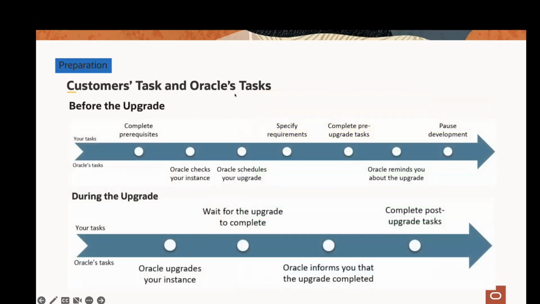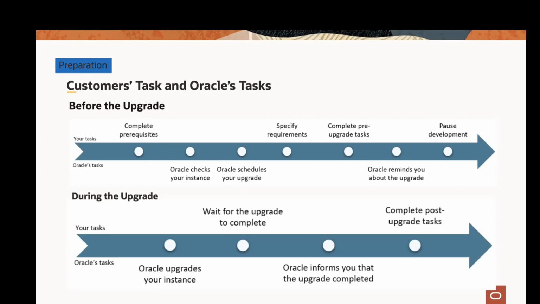Customer tasks versus Oracle tasks: the majority of the work is done by Oracle when it comes to the upgrade, as I mentioned. On the customer side, there is just the preparation and some smoke checking that needs to be done. So if this bar on the top is before upgrade, customer tasks are on the top and Oracle tasks are on the bottom. Prerequisites, that's a fancy term for saying, hey, make sure everything is in place, your instances are active, and it is time for you to upgrade.